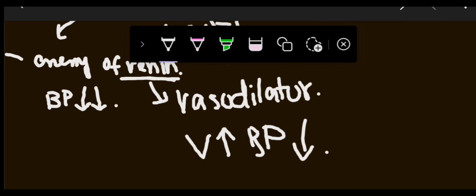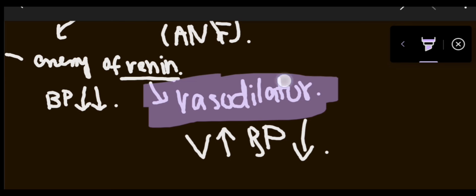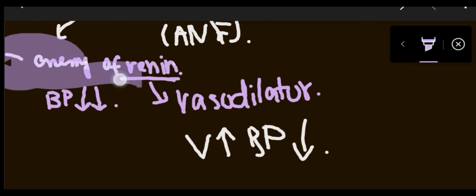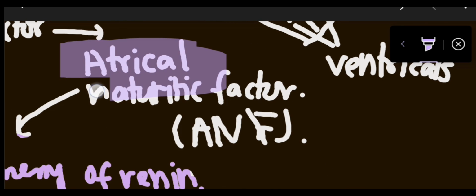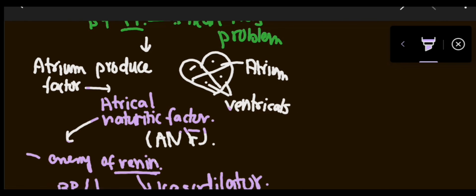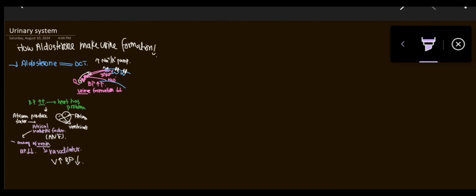So this is basically the work of the heart. The atria produce one chemical, known as atrial natriuretic factor, which is the enemy of renin, or also known as a vasodilator, which decreases the blood pressure and increases the volume. So this is all for today. In the next video, we're going to discuss osmolarity in blood.